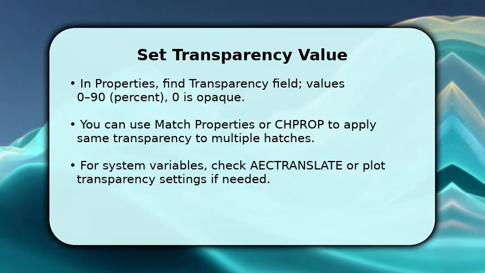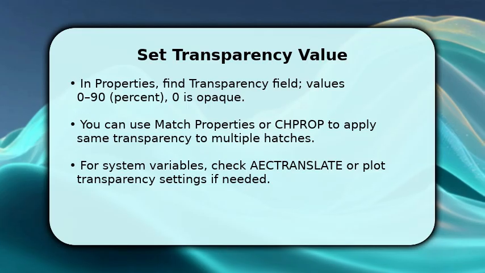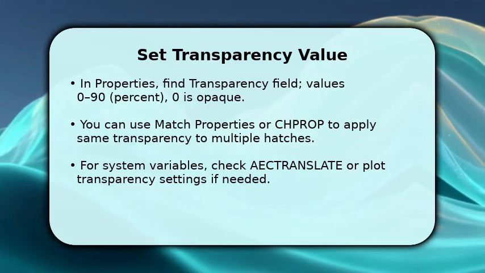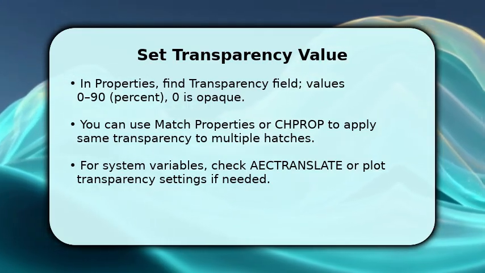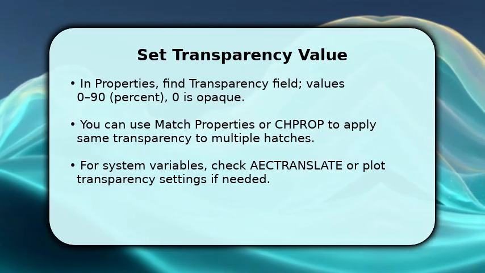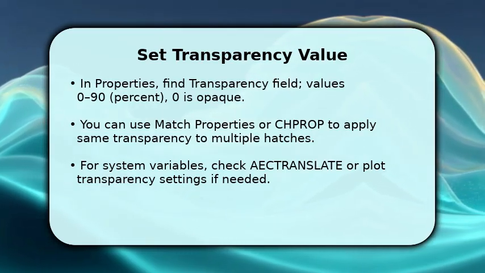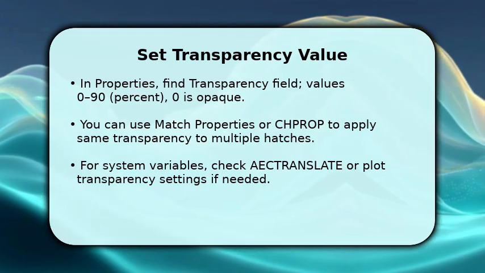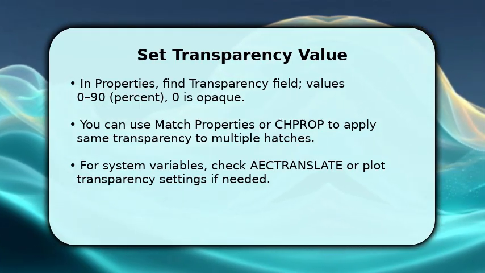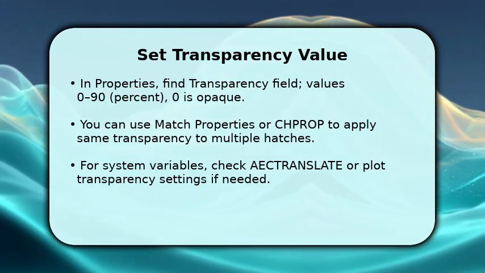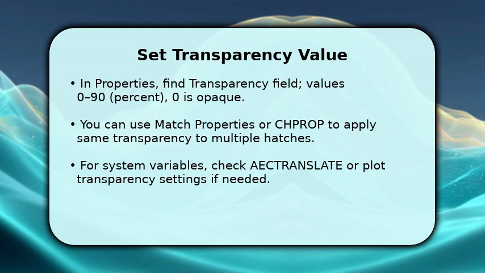If you have multiple hatches, use Match Properties or CHPROP to apply the same transparency quickly, which saves time and ensures consistency. Make sure to test display by zooming and panning because hardware acceleration and visual styles influence on-screen transparency. If it looks wrong, toggle region or adjust system variables next.